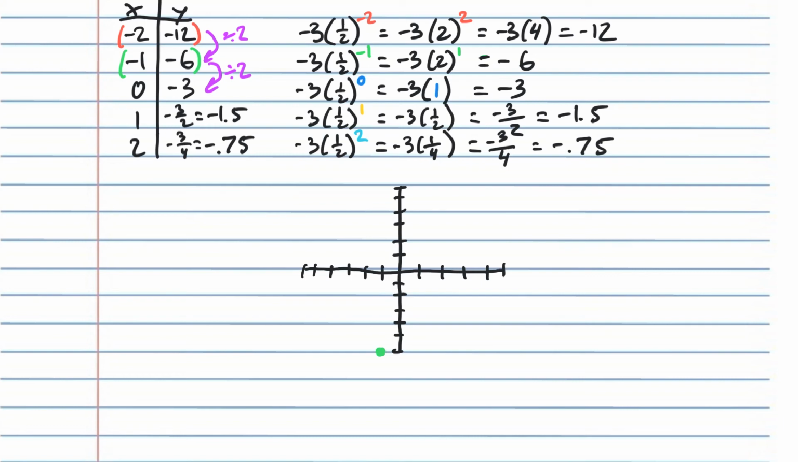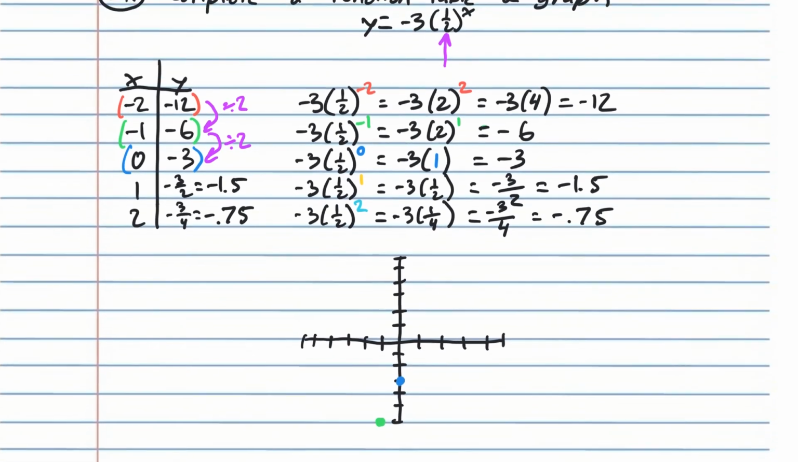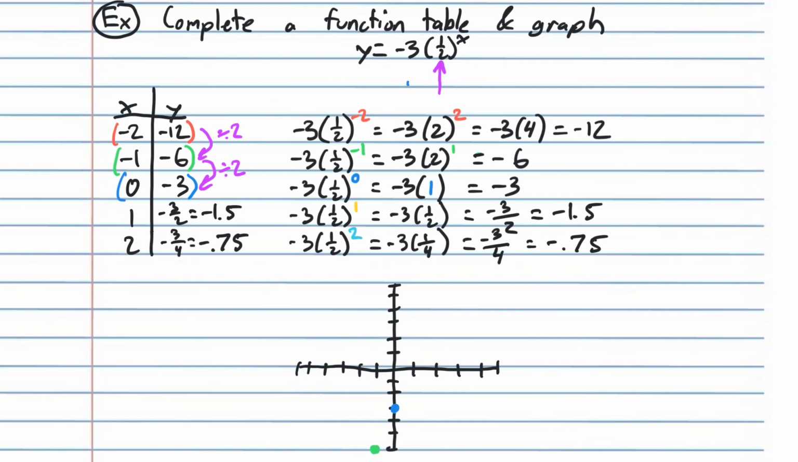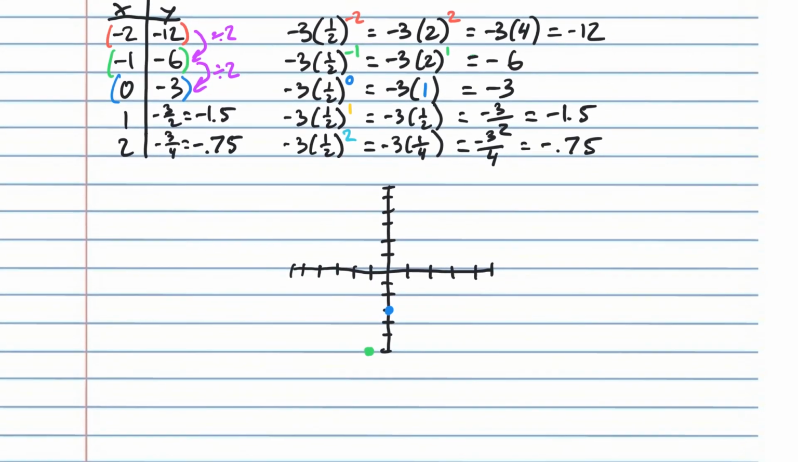Next one, 0, -3. So 0, down 3, which this is actually another one I wanted to point out. Is it a coincidence? I'm going to scroll back up for a second. Is it a coincidence that whenever you plug in 0, you end up with whatever the A component is? I'll let you guys think about that. All right, let me scroll back down. So 0, -3 is the blue one.